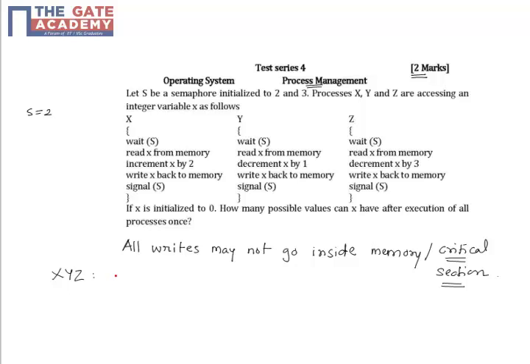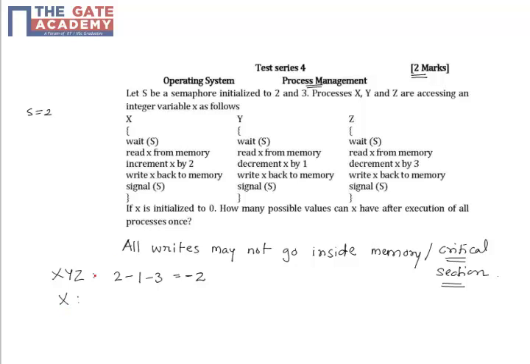So because X is initialized to 0, this process will increment it by 2, the next process will decrement it by 1, the next process will decrement that by 3. So the final answer which will be written will be -2. Similarly, let's assume that only one write goes into the memory.